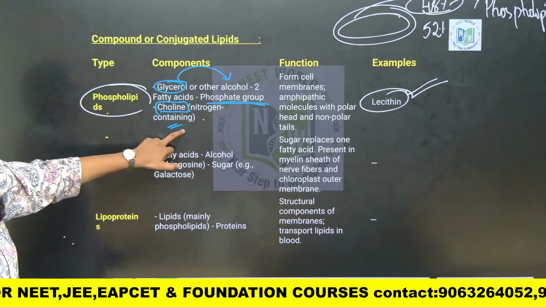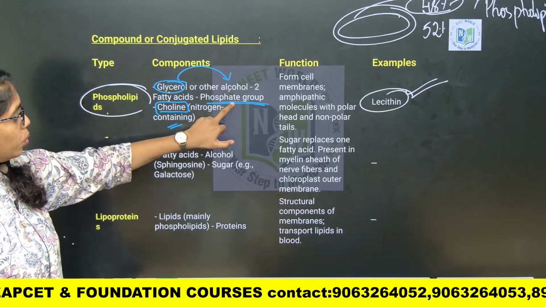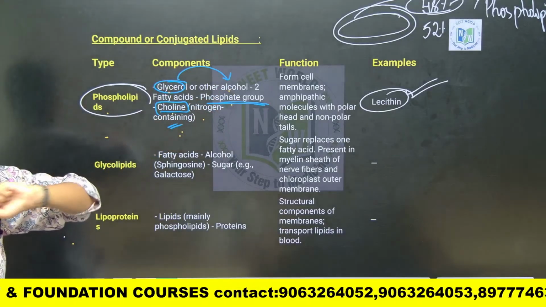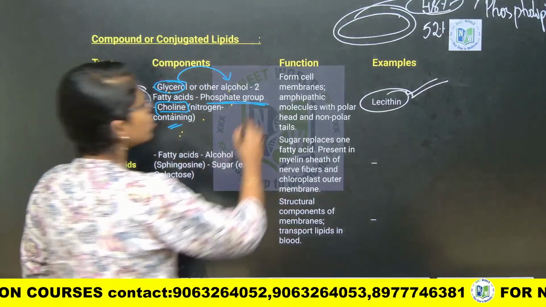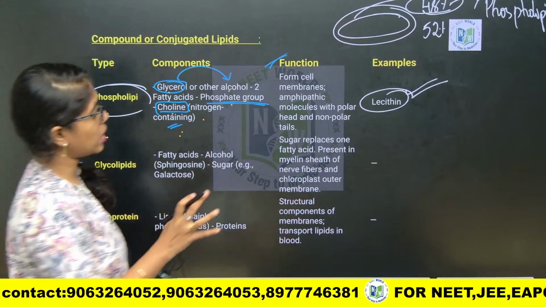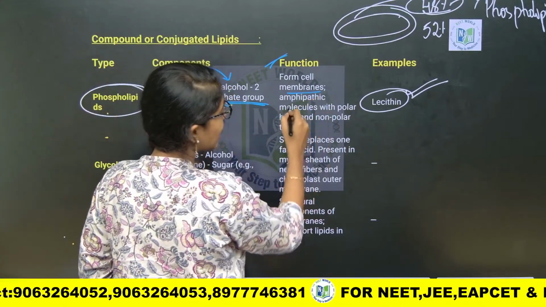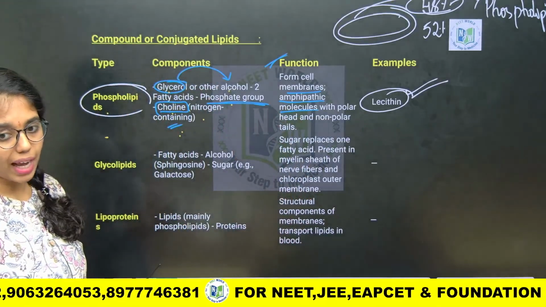So, how many components are present? 1 or this may be present, 2 and 3. 3 components are present, that is why it is kept under compound or conjugated lipids. Here you see the functions. What are the main functions of phospholipids? They form cell membranes, amphipathic molecules with polar heads and non-polar tail.